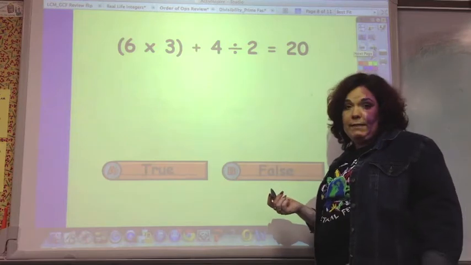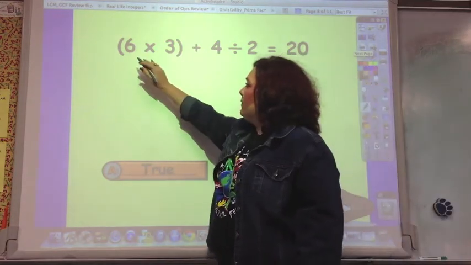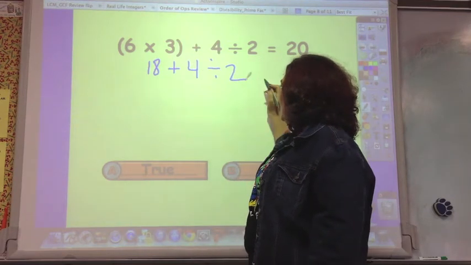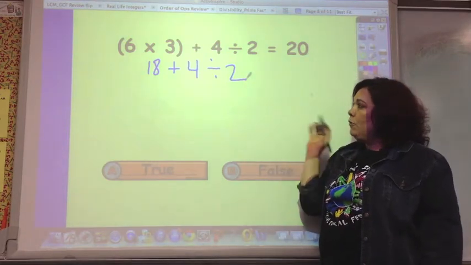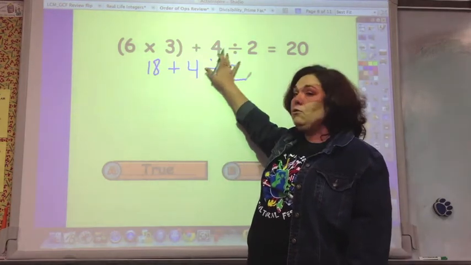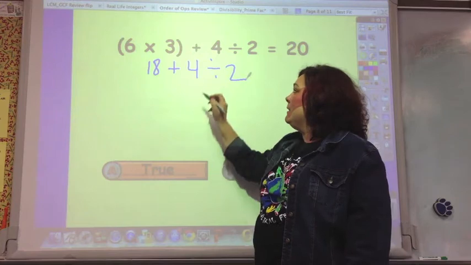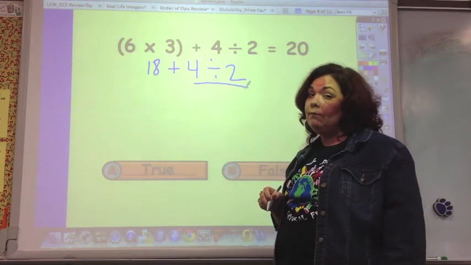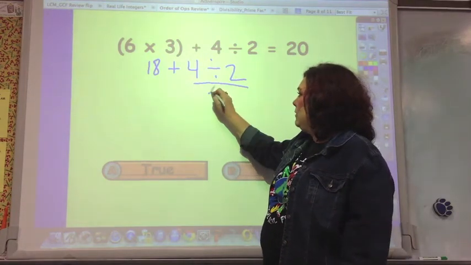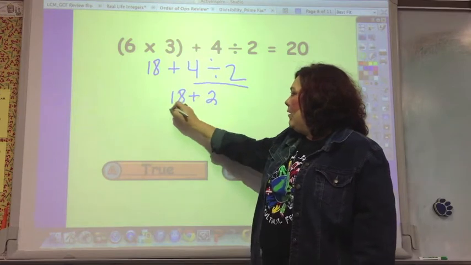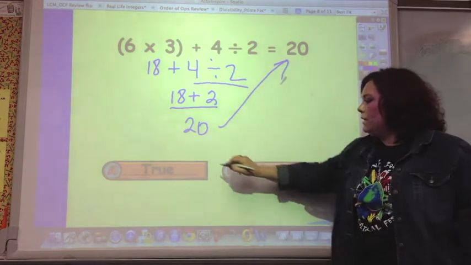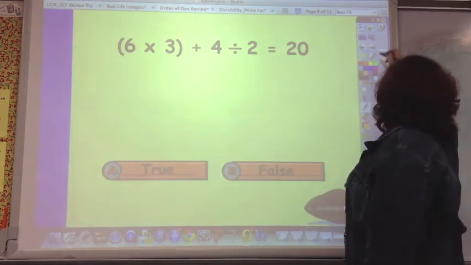And now I have parentheses. I do what's in parentheses first, and that's multiplication. Now I rewrite everything, and I'm trying to see, does this equal 20, true or false? It would be real easy to just solve this problem going left to right, but I have to follow PEMDAS, and that says multiplication and division first. They are higher. So 4 divided by 2 is 2, and rewrite. Now 18 plus 2 is 20. So 20 equals 20, so that's true.